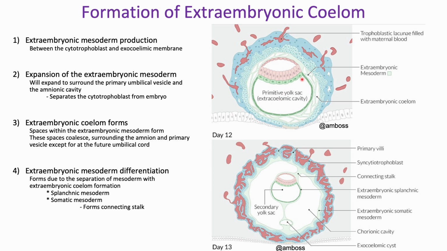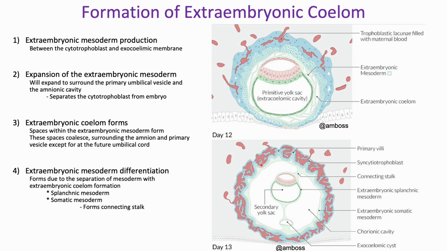Right? So the extraembryonic coelom is starting to form. It's the space that is forming between the mesodermal cells that are being made by the exocoelomic membrane. And when this space forms, we're going to have separation of the mesodermal cells into two different layers. So we have mesoderm that is directly surrounding the developing embryo, and we have mesodermal cells that are in association with the trophoblast layers, the syncytiotrophoblast and cytotrophoblast, that are surrounding the entire space.